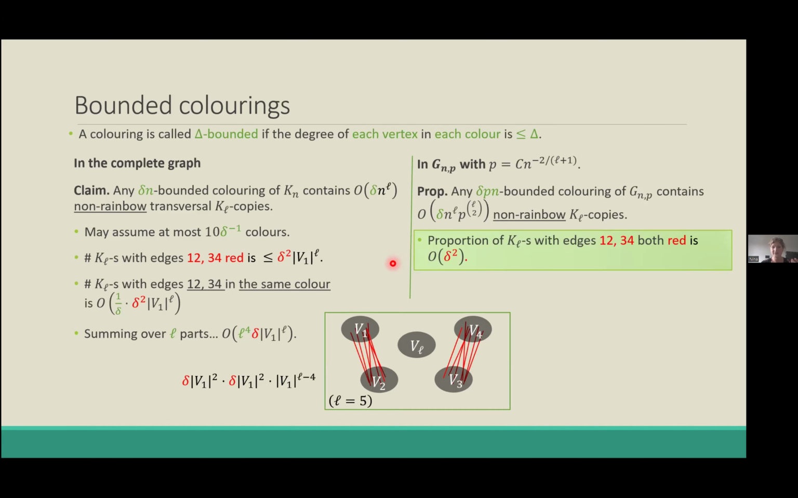Okay, so just going back to how we finished the proof of this bounded case. Well, now we found that the proportion of K_L copies with these two edges in fixed red color is of order delta squared, but then we just sum over all the colors and all the parts, and we get this initial constant of 1 over delta times L to the 4th.